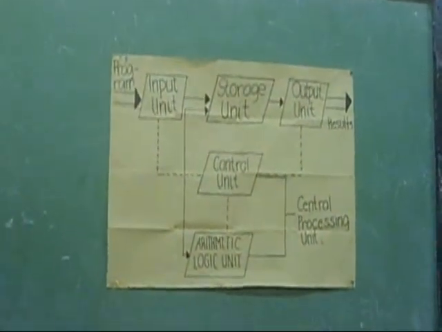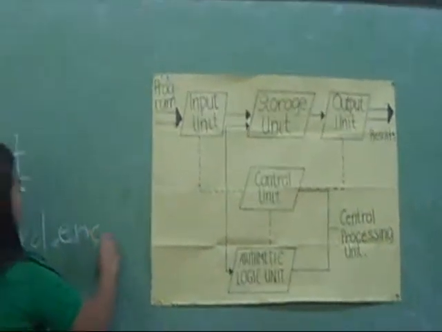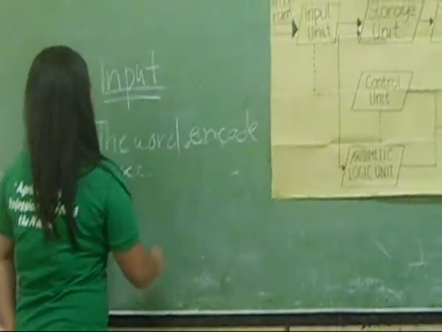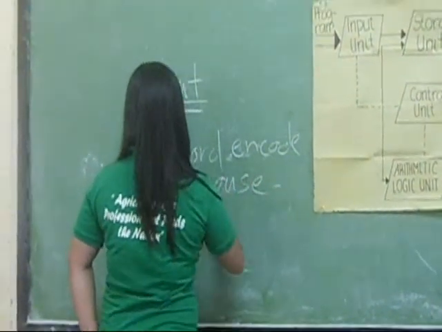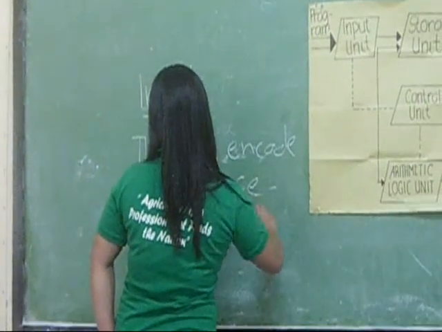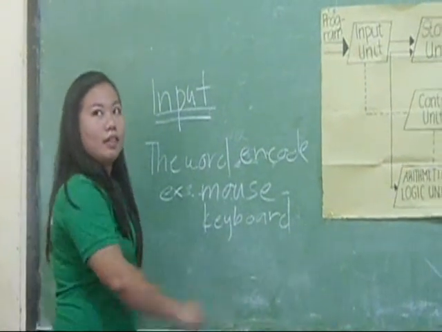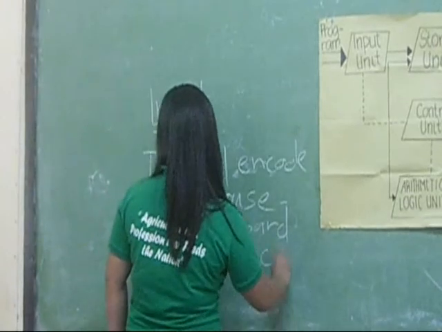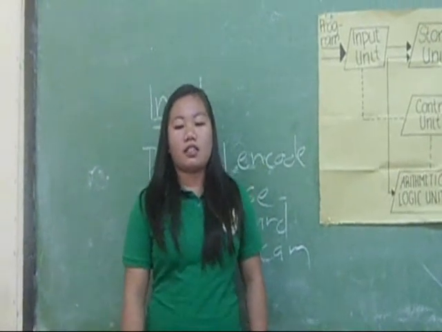I will explain the input. Input is from the word encode. Examples of input are the mouse, keyboard, webcam, and etc.